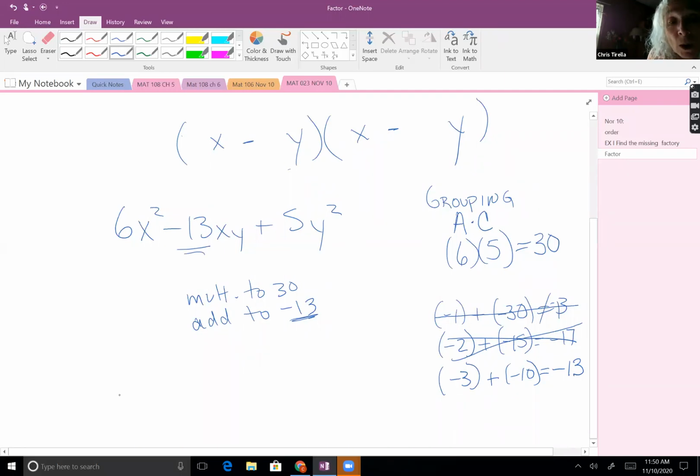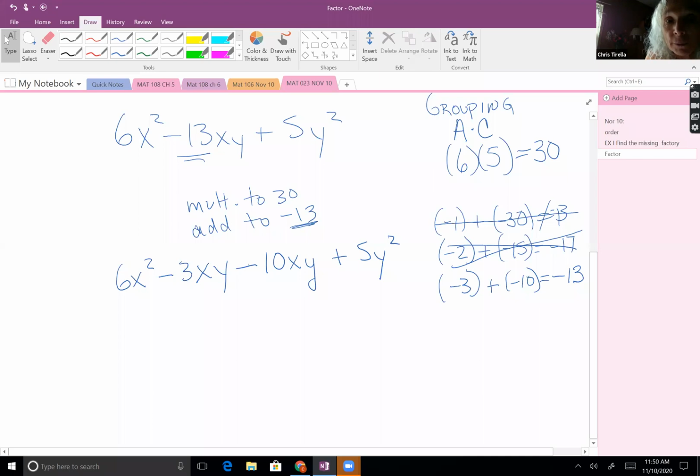So that negative 13xy, pardon me, I'm going to think of it as minus 3xy minus 10xy. And then I've got my plus 5y squared. Is everybody all right? Because it's xy in the middle, I need xy on each of these. Now, when I do my grouping, let's see, 6 and 3 are both divisible by 3, and they both have an x in there. And when I think of taking 6x squared and dividing by 3x, I get 2x. When I think of taking negative 3xy and dividing it by positive 3x, don't I get negative y?